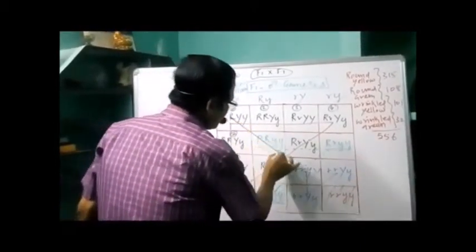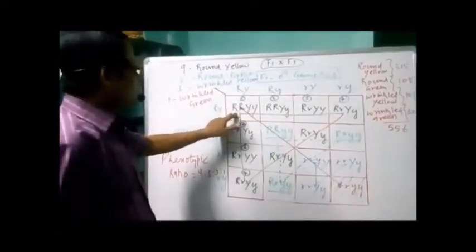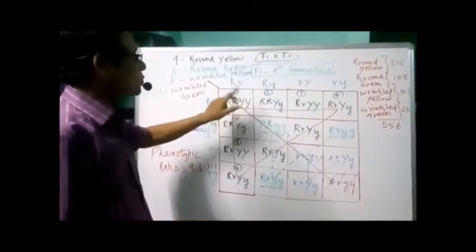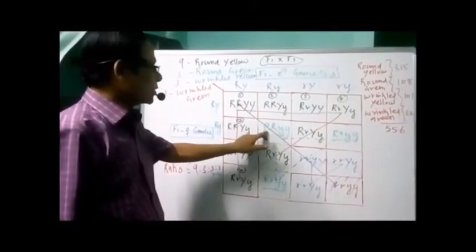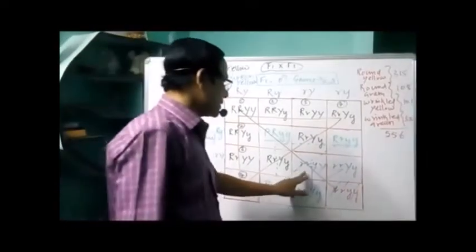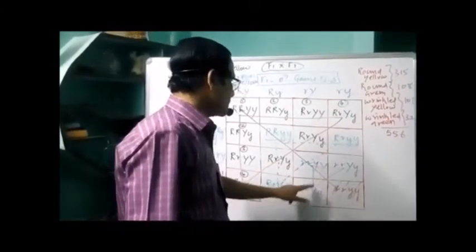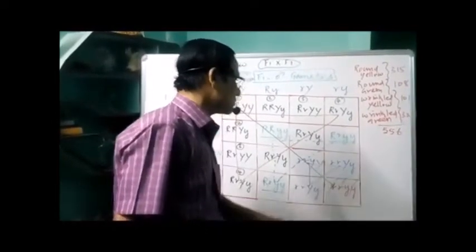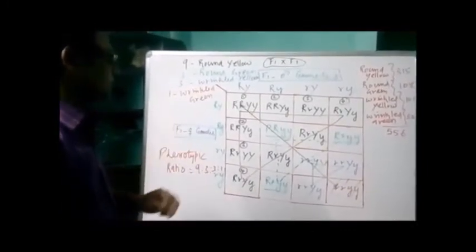Now I am taking this diagonal line, and in each case, only one individual out of 9 round yellow is homozygous for both the genes. For round green, only one out of 3 is homozygous for both the genes. In the case of wrinkled yellow, only one is homozygous for both the genes, the others are not. Here all the genes, both small r and small y, are in homozygous condition. This is a simple method of remembering that.